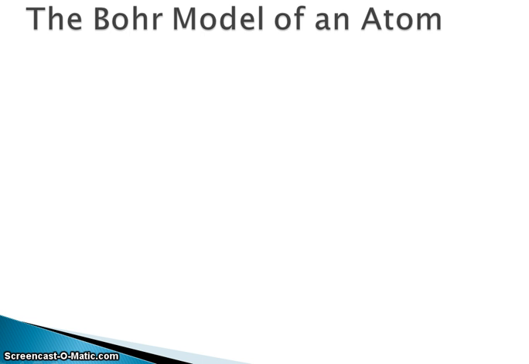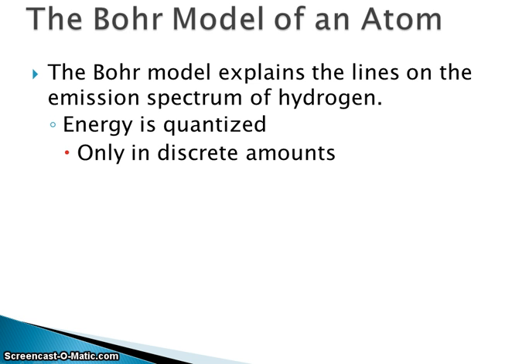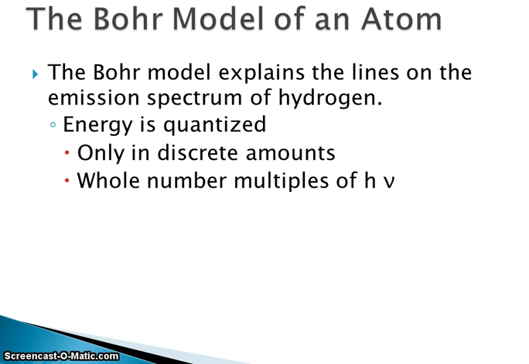Now the Bohr model of an atom is used to explain the emission spectrum for hydrogen. The first thing that Bohr dealt with was the fact that energy is quantized. When we say that energy is quantized, that means that it only comes in discrete amounts. And we had an equation that dealt with that energy in our last section. Energy is in discrete amounts, which are whole number multiples of Planck's constant times our frequency.